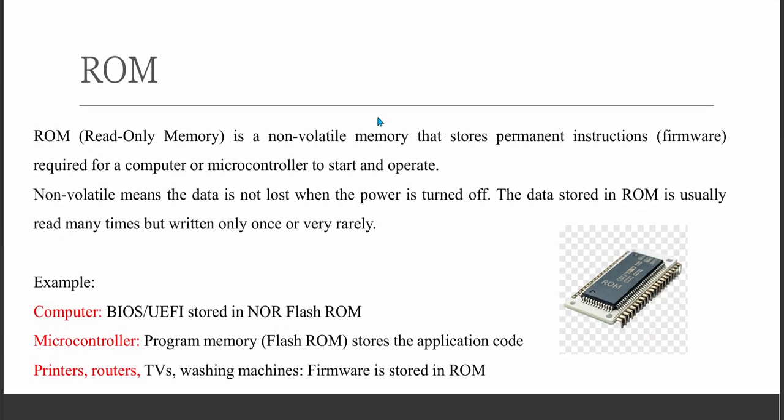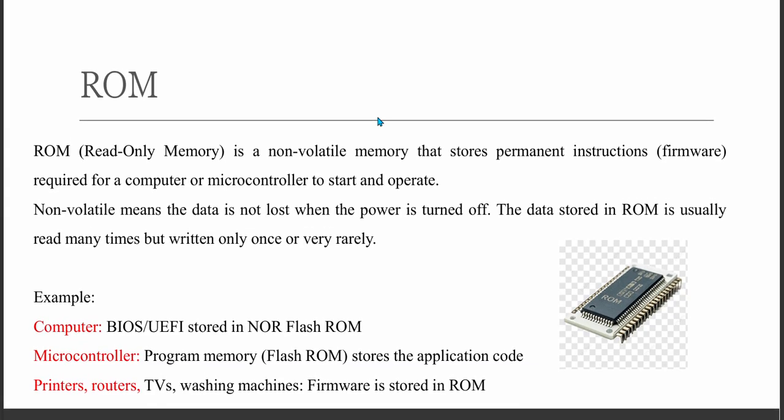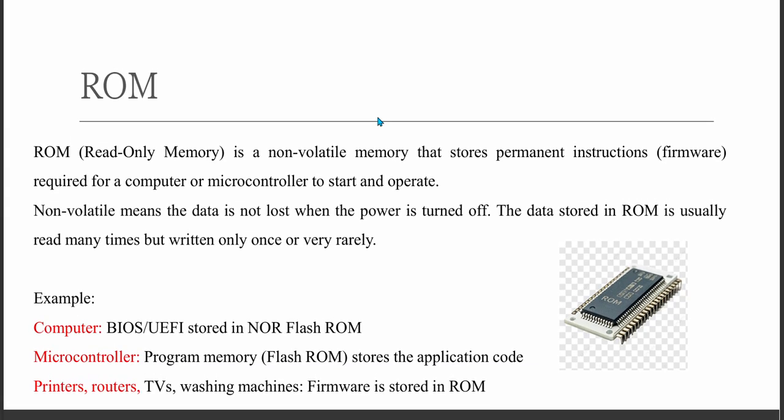First of all, what is ROM? ROM is read-only memory. It is a non-volatile memory that stores permanent instructions required for a computer or a microcontroller to start and operate. So basically, the data stored inside the ROM is read-only data, which means we can't write or change the data at running time. So this type of data is called permanent data.